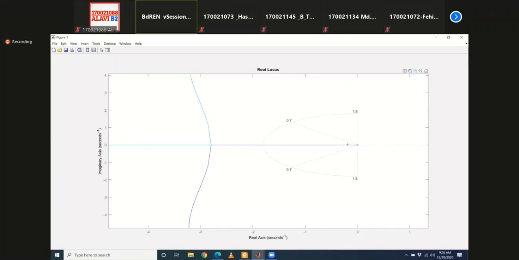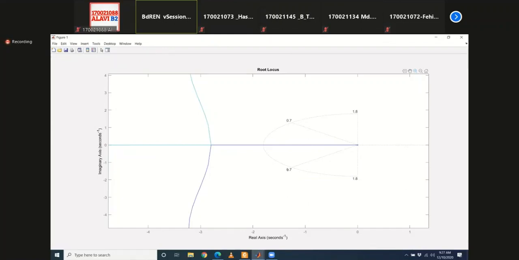And these two straight lines represent zeta, where zeta equals cos theta, where theta is the angle made with the negative x-axis. That means this angle and this angle are both equal to the same theta value, same angles, right? This one and this one. And the cos theta value for those angles is 0.7.